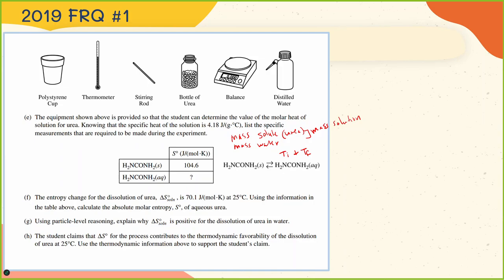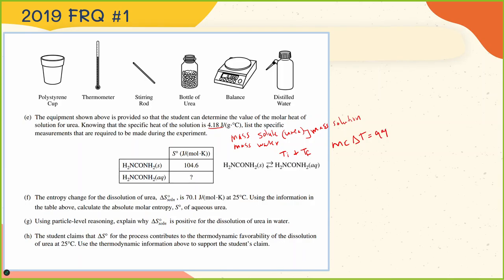List the specific measurements required. So we need to measure the initial temperature, the final temperature, the mass of the solute, the mass of the water, and add those two together to get the mass of solution. And they tell us the specific heat here, so that gives you your factors in the MCAT. That's going to give you your Q.